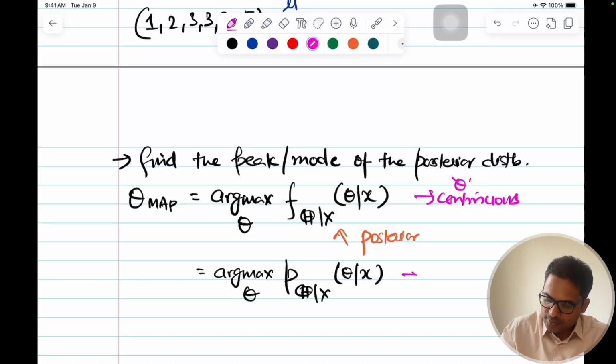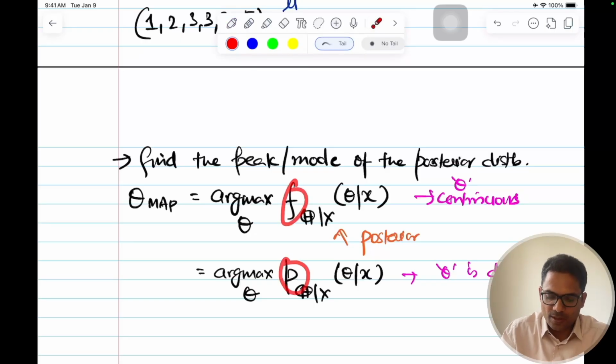Theta continuous, and where theta is discrete, so I'll have P. F is for the PDF of a continuous random variable. So now let's understand. So these terms are clear.